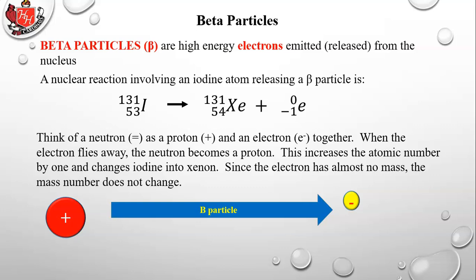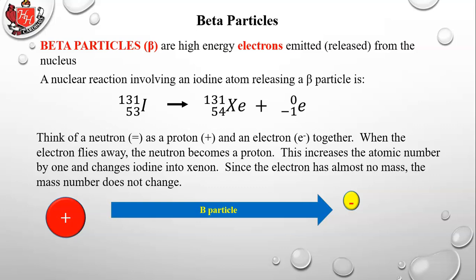After the reaction, that electron flies away. That's that e way over there on the right with a 0 because it has no mass, and it has a -1 charge. We know that electrons have a -1 charge. So when it flies away, you turned a neutron into a proton. That means your mass did not change. It's still 131 for the xenon. However, you added a proton. You took away a neutron and you added a proton, so the atomic number goes from 53 up to 54, and that's what changes the iodine into the noble gas that's right next to it, which is xenon.